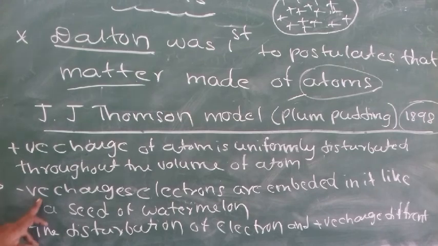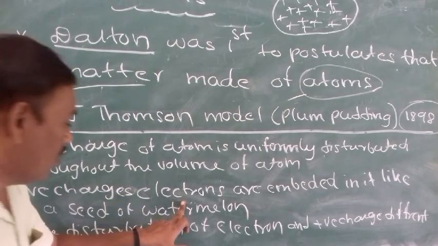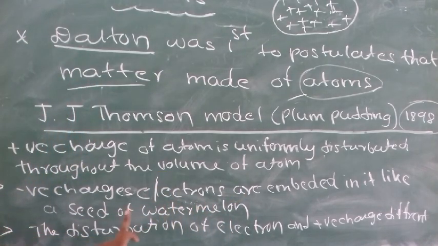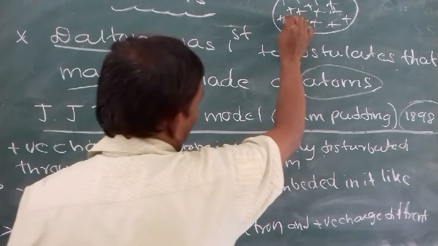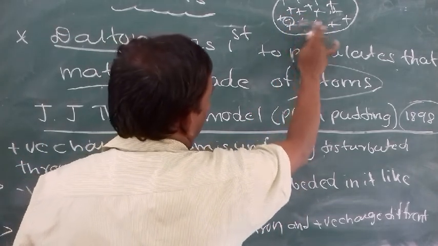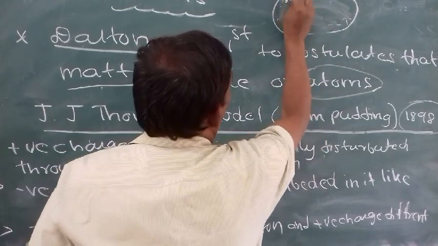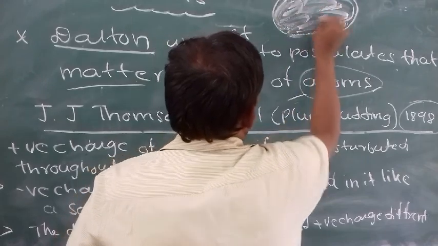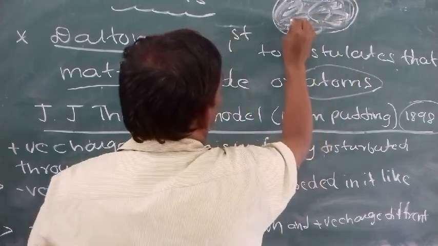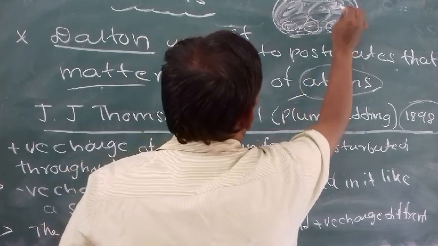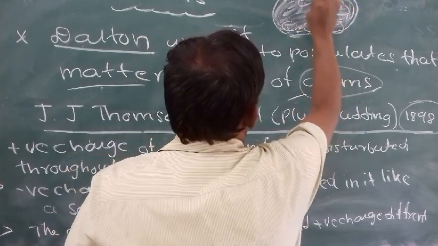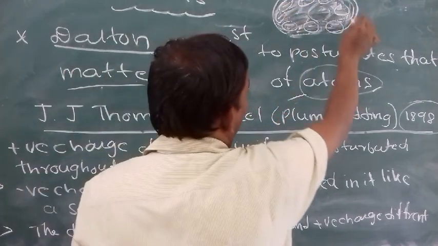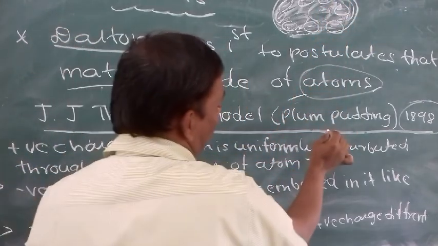Next he says that the negative charges, which he called electrons, are embedded in it like the seeds of a watermelon. So this is the positive charge distributed throughout the volume, and there are some negative charges. These negative charges are like the seeds of a watermelon. You have seen a watermelon: it consists of a red part, and the seeds are black. Because of this, it is called the Plum model.